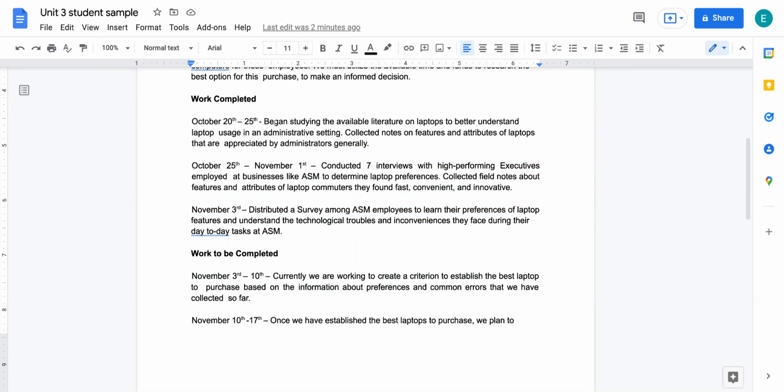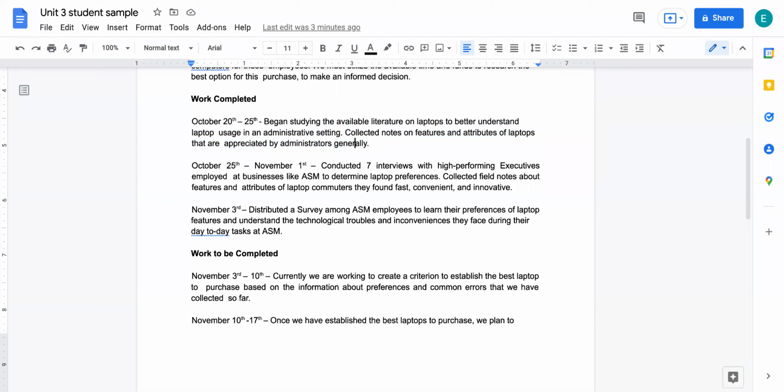So this person wrote that they began studying the available literature on laptops to better understand laptop usage, and collecting notes. So this is saying basically that they're starting with general research to get a general understanding, which is fine. So this person is beginning with what we would call secondary research. Then they would take that information and start their primary research.